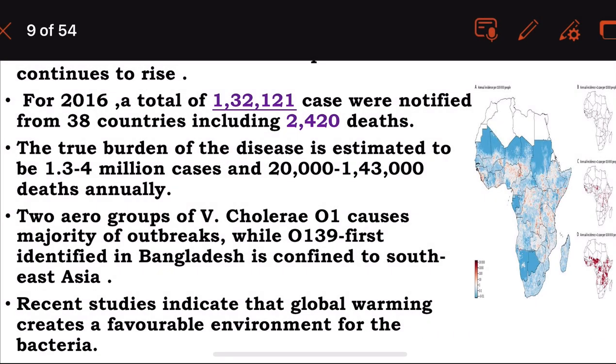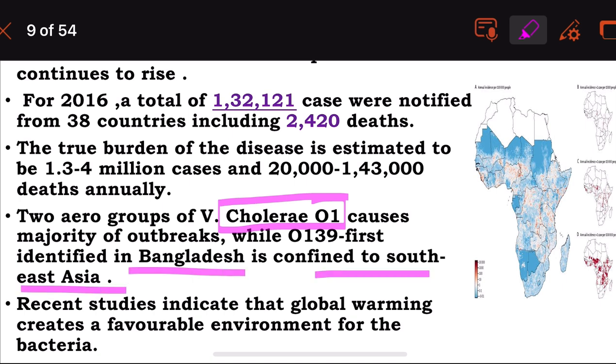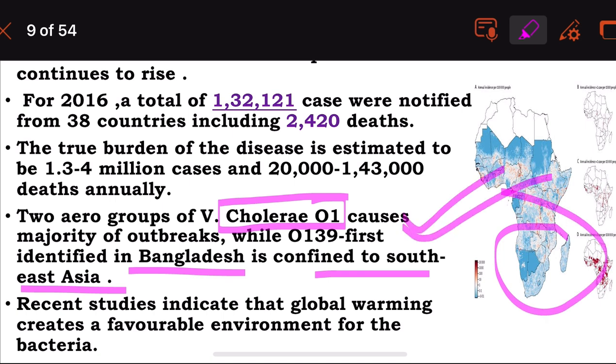What you have to remember is this: Vibrio cholerae O1 is the most virulent and it is responsible for the cholera pandemics which produce profuse watery diarrhea, whereas Vibrio cholerae O139, which was first identified in Bangladesh, is confined to Southeast Asia. Okay, this serogroup can cause epidemics, but it is quite less common, whereas Vibrio cholerae serogroup O1 is the most virulent.